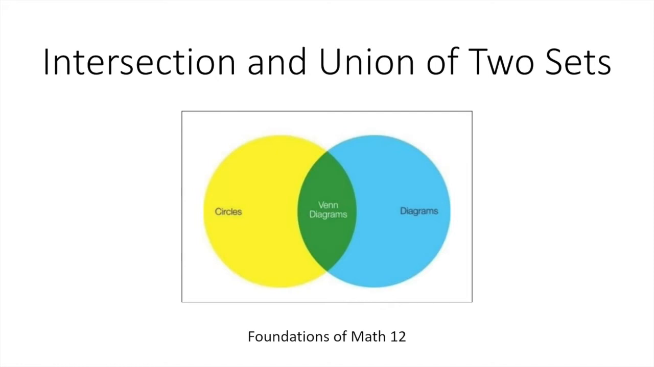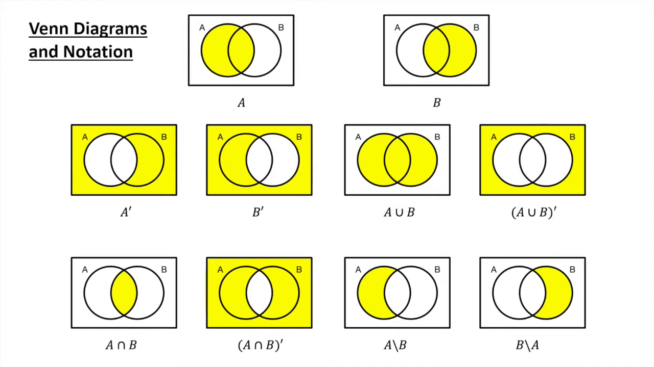Well, hello everybody, Dave here, and we are going to continue our lessons on set theory, dealing specifically with intersections and unions of two sets. So the first thing we need to recognize is how important it is to understand the shaded region on a Venn diagram and how to represent that with notation.